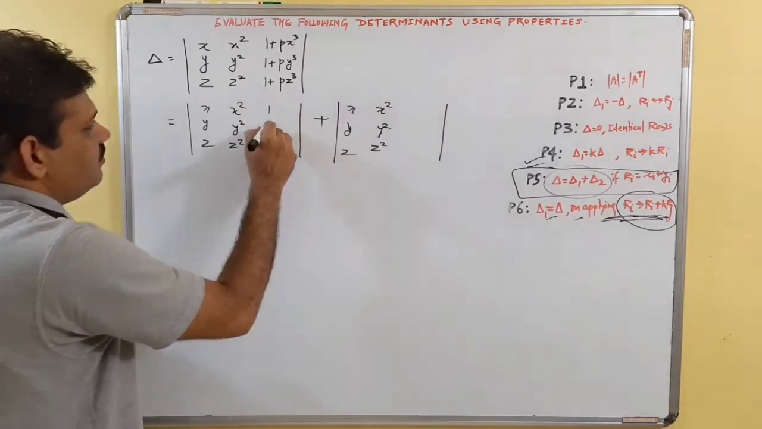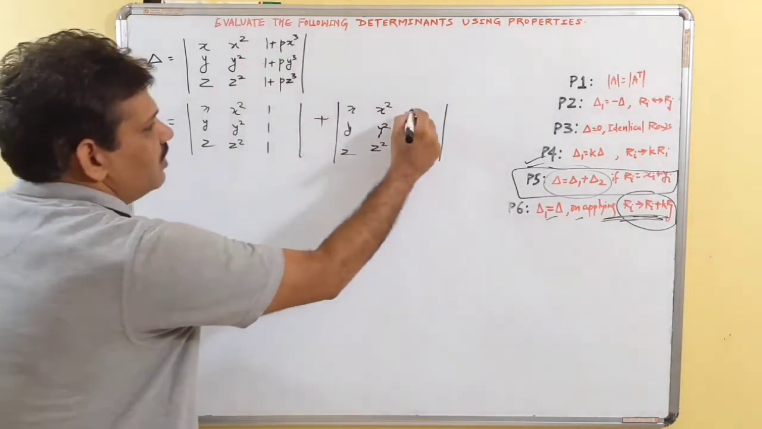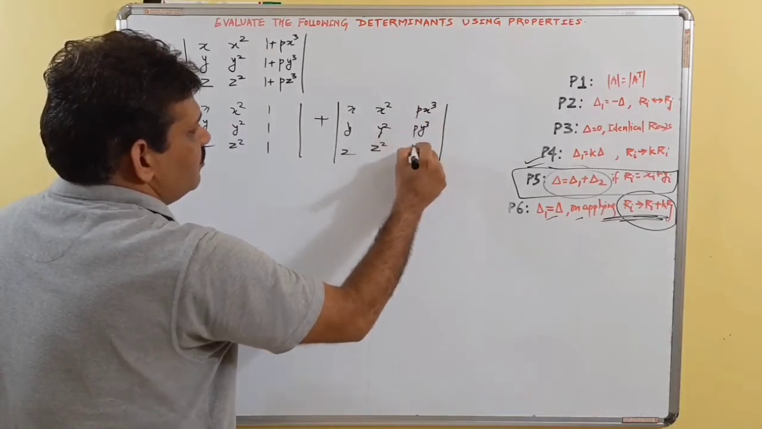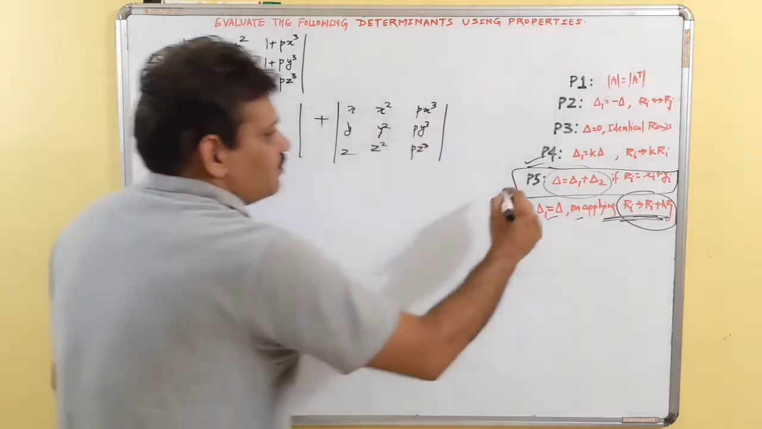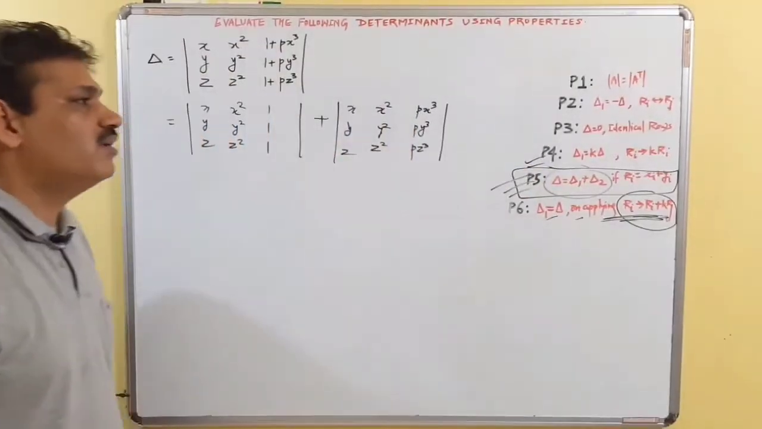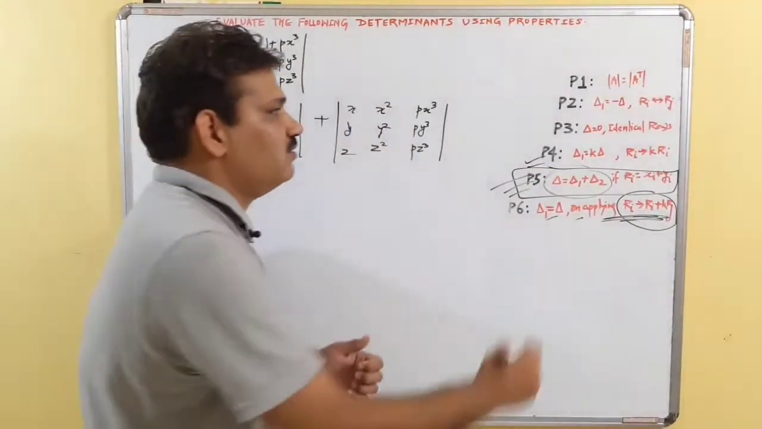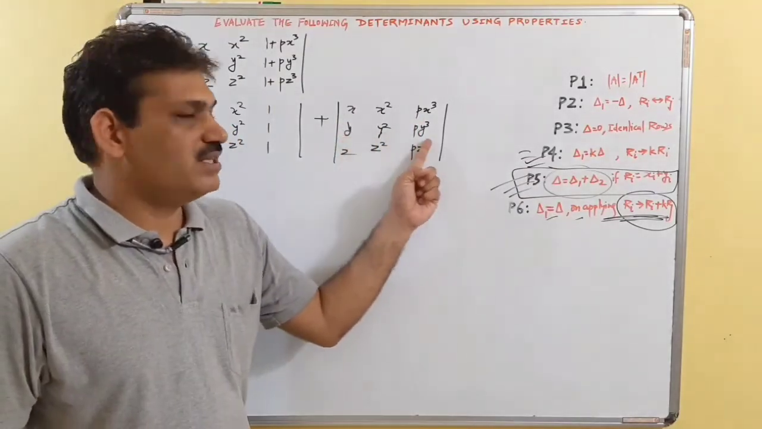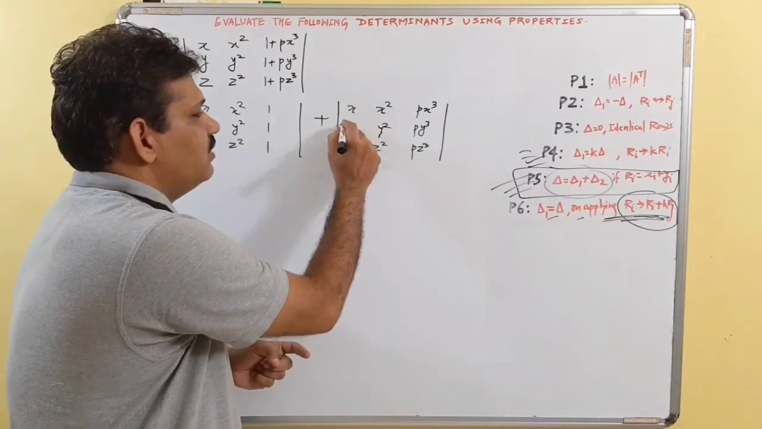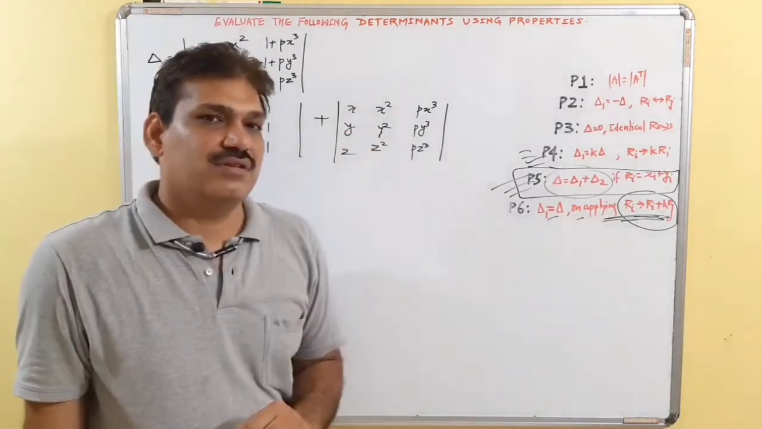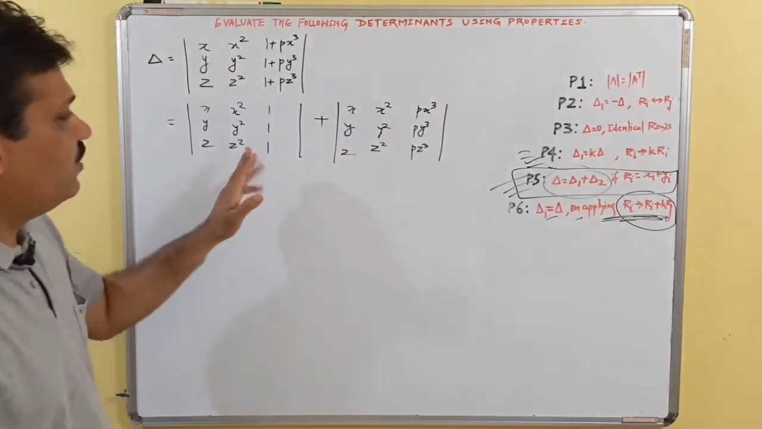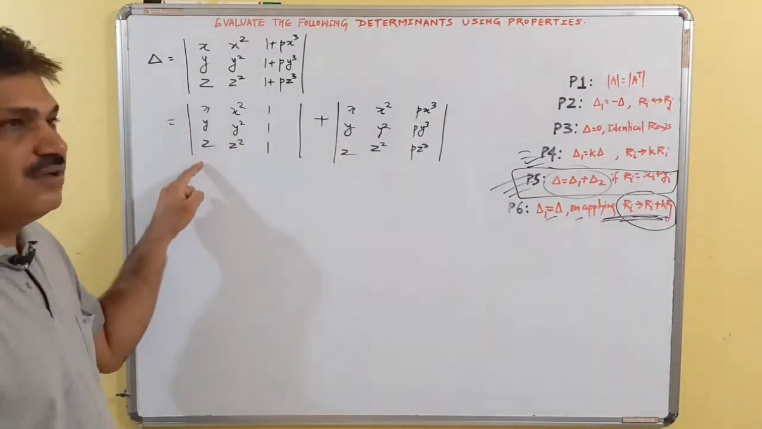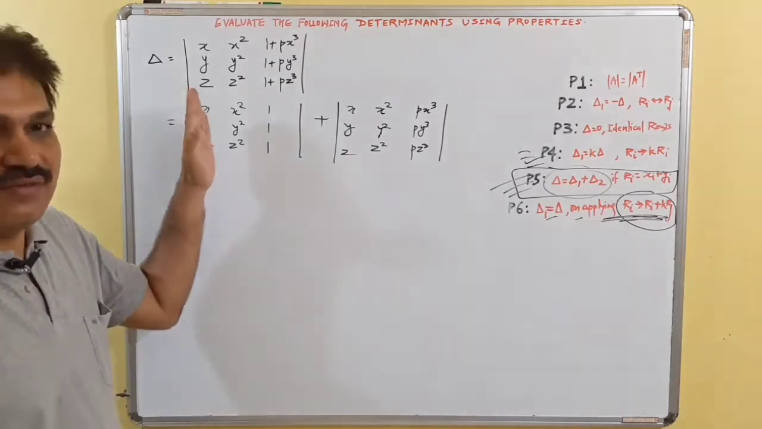Here we will use 1 1 1, that is the first term, and here px cube, py cube, pz cube. So we have used the fifth property here. Now we can take common. Here we can see x is common, here y is common, and in the last row we have z common. Moreover, if we interchange these two rows, we can obtain 1 1 1 in the first column.